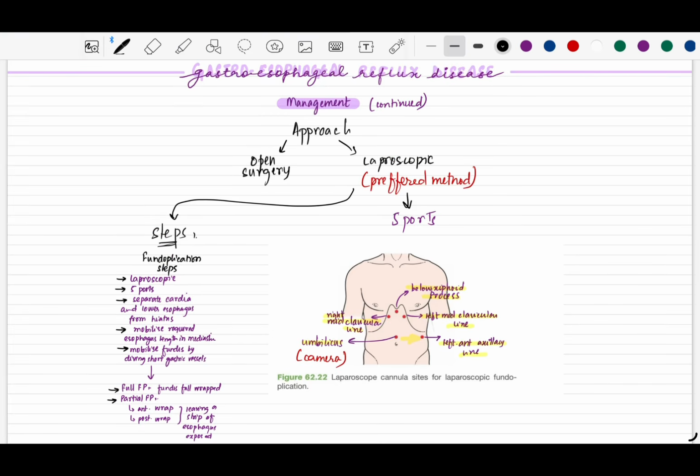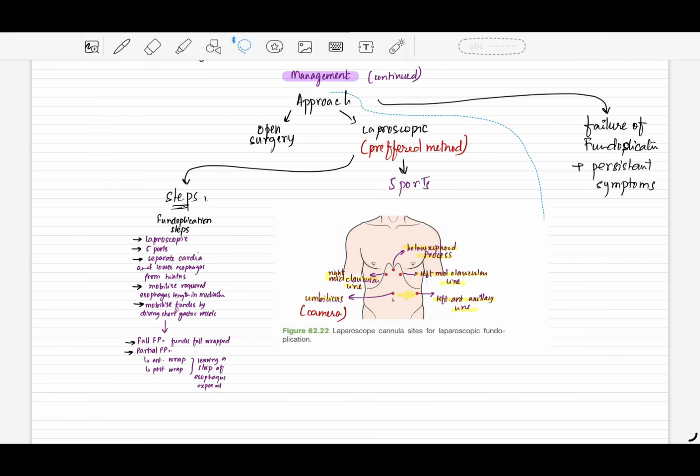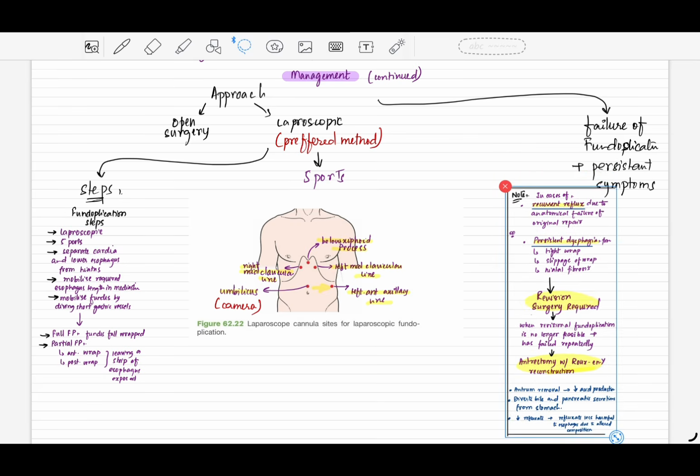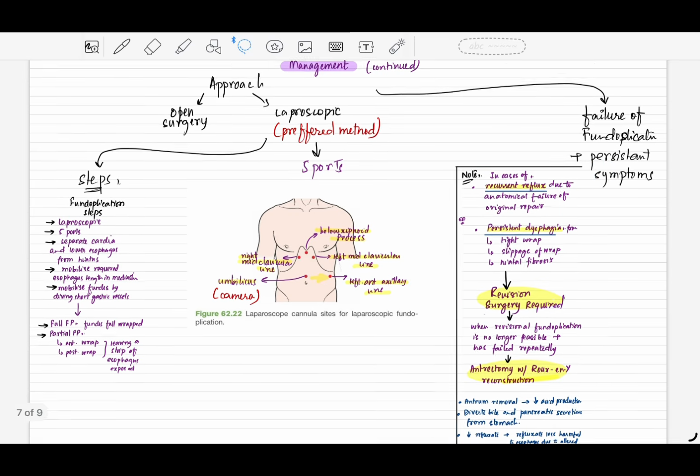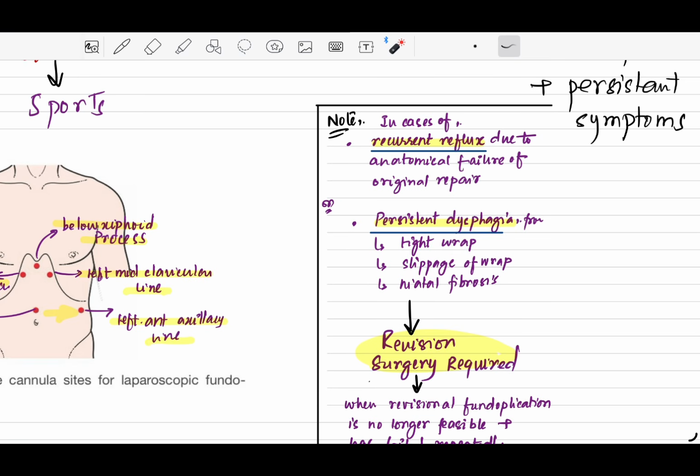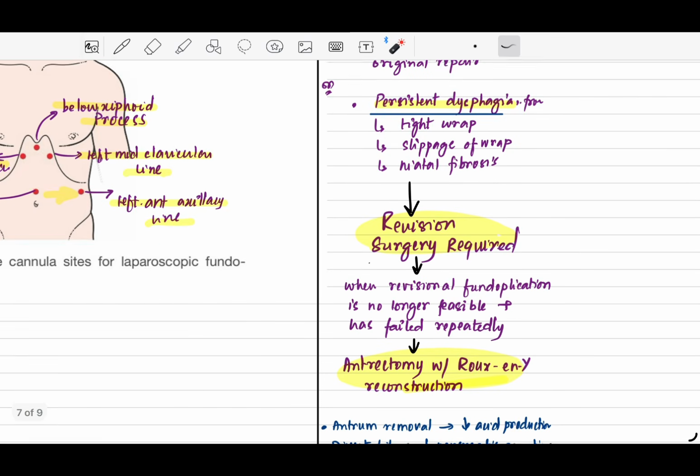Before we proceed to the complications associated with GERD, there was another thing mentioned in Bailey's regarding the management. In cases of failure of fundoplication or persistence of symptoms, it's not that important, but I'd like for us to go into a little bit of detail. In cases of recurrent reflux due to anatomical failure of the original repair, or persistent dysphagia due to a tight wrap, a slippage of the wrap, or hiatal fibrosis, a revision surgery is required.